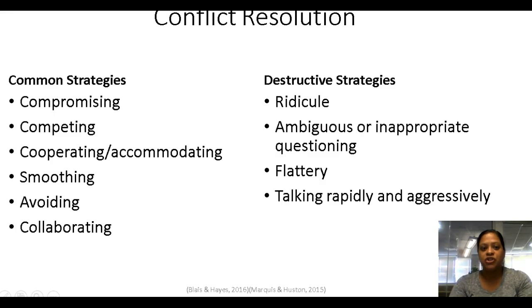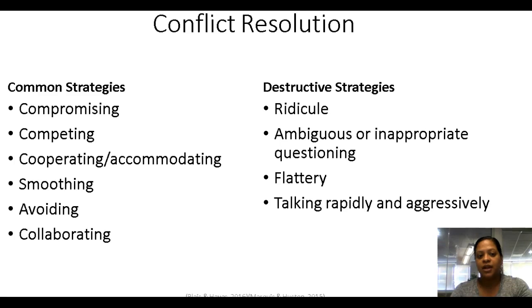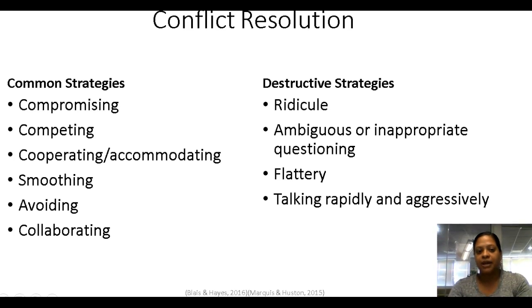So conflict resolution, there are 6 common steps or strategies. There's compromising, competing, cooperating or accommodating, smoothing, avoiding, and collaborating. In compromising, each party has to give up something they want. In order for this to be an effective strategy, a win-win strategy, each party should give up something of equal value. Otherwise, it becomes a win-lose strategy because one person is giving up more than the other.